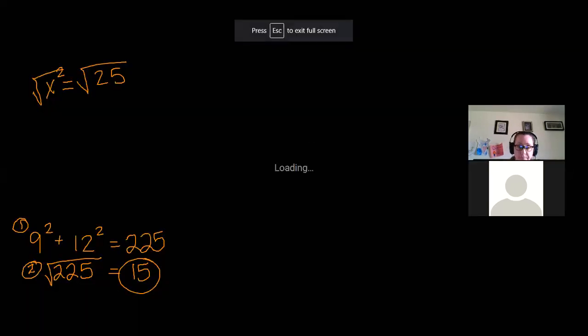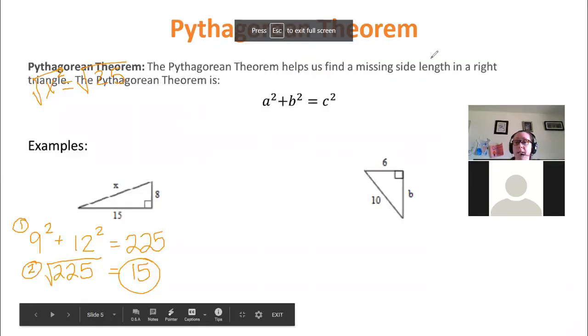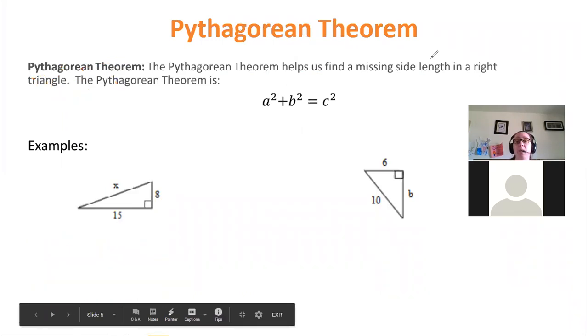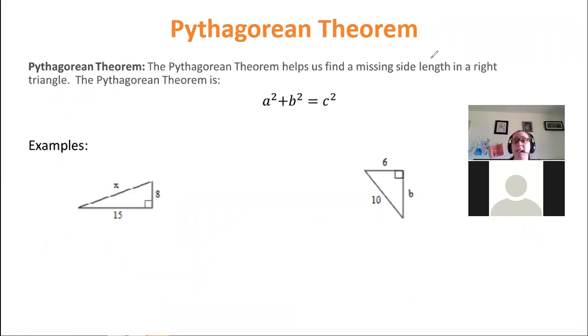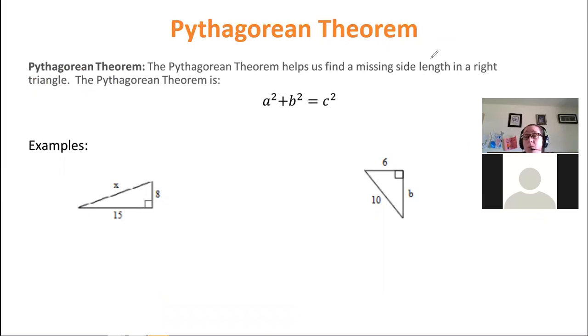Good. All right, next one. Now this one's kind of weird because what are we missing here? Are we missing a hypotenuse or are we missing a leg? We're missing a leg, right? If you look across from the 90-degree angle, that's our hypotenuse and that's there.